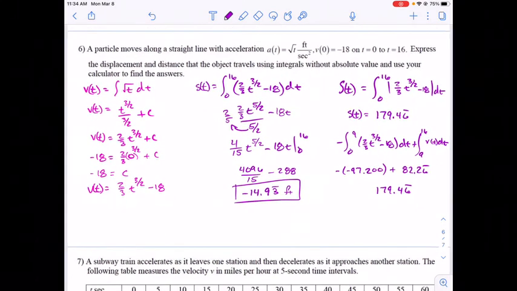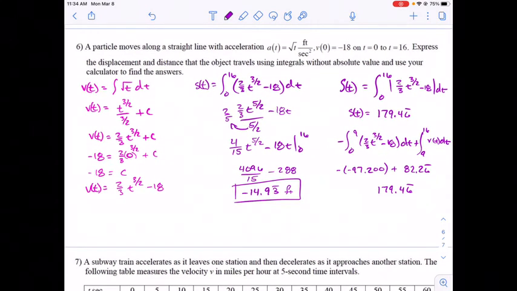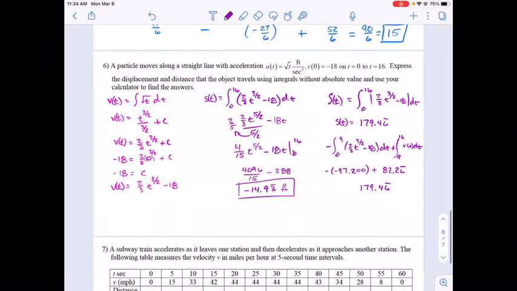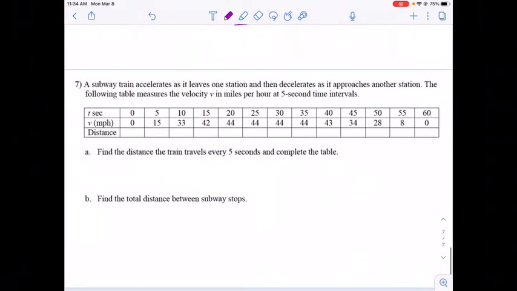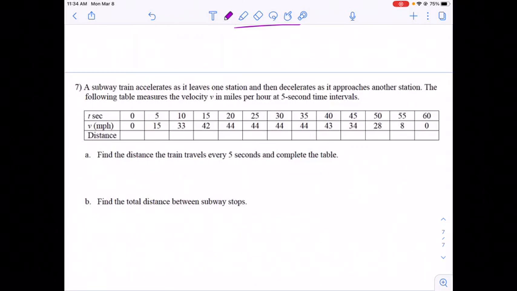All right, so let's take a look here at our next problem. All right, so let's look here at number 7. A subway train accelerates as it leaves one station and then decelerates as it approaches another. The following table measures the velocity in miles per hour at 5-second time intervals. Part A says find the distance the train travels every 5 seconds and complete the table.